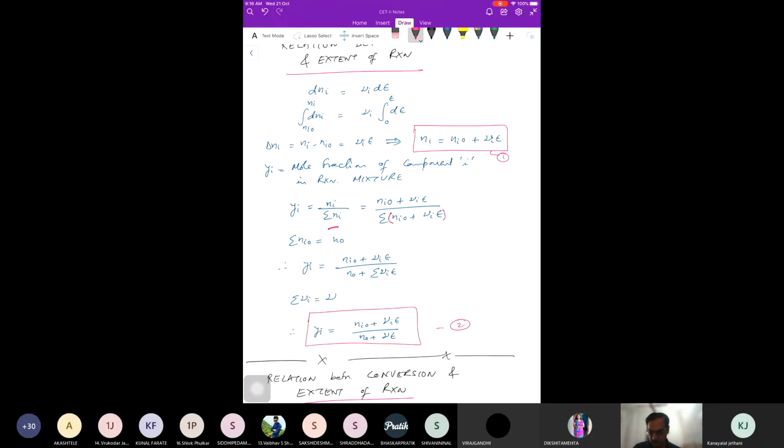Any questions on this? Equation 2. Okay, so if there are no questions, let us do that example which I had given you as homework, which nobody did.